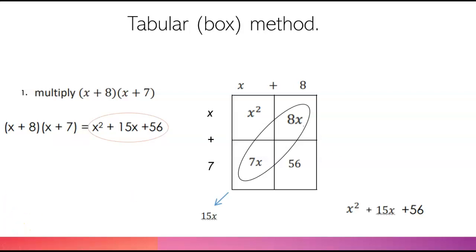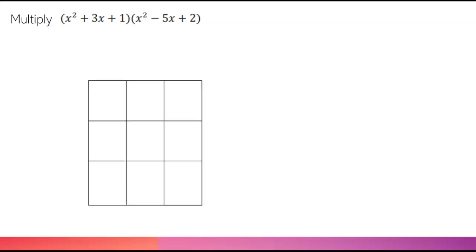We can also use the box method to multiply a trinomial by another trinomial. Let's begin by creating a 3 by 3 box. Place one factor on the top and the other on the side. And then begin multiplying each factor, filling out each of the boxes.